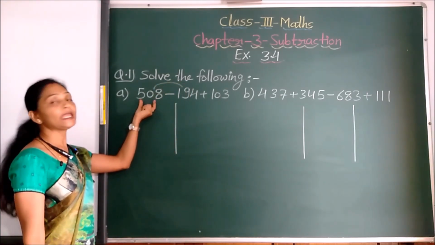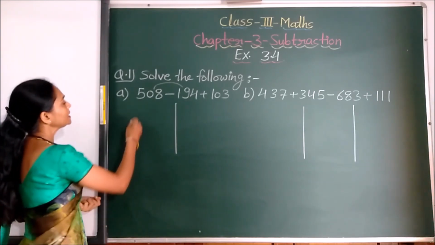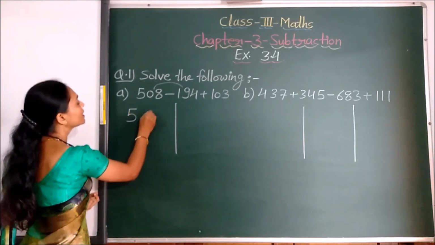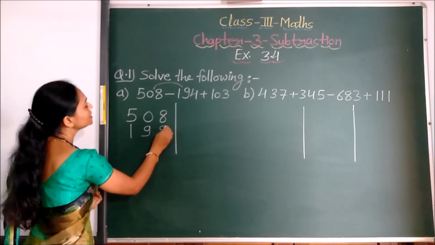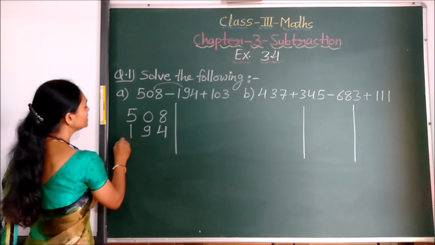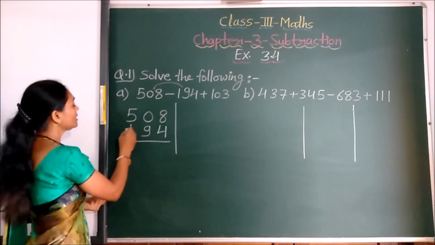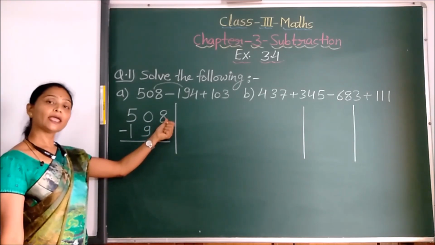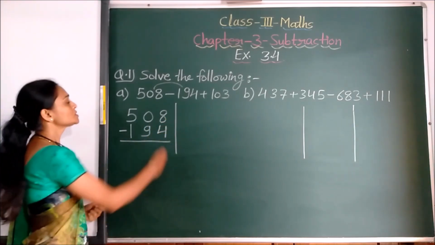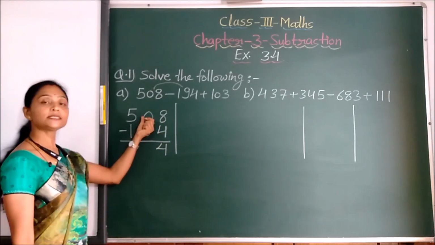Means 508 minus 194. So first we will write here 508 and then down we have to write 194. And we have to subtract. Because here which sign is there? Minus sign. So see children, this is 8 and this is 4. So 8 minus 4 how much it is? 4.